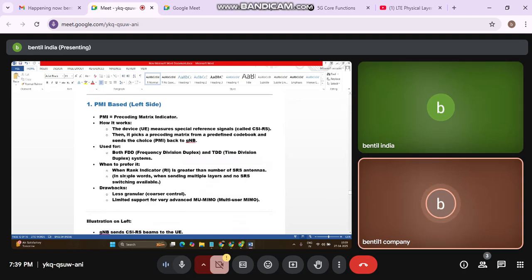So when the rank indicator is greater than the number of sounding reference signal antennas, at that time it can be used. In simple words, when sending multiple layers and no SRS switching is available. Drawbacks: less granular control, limited support for very advanced multi-user MIMO.